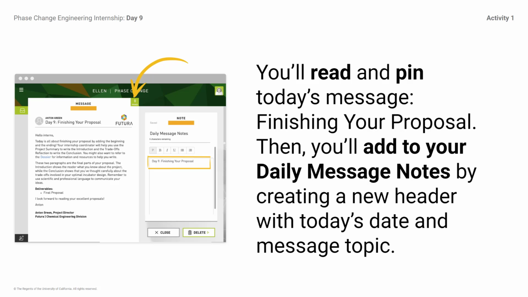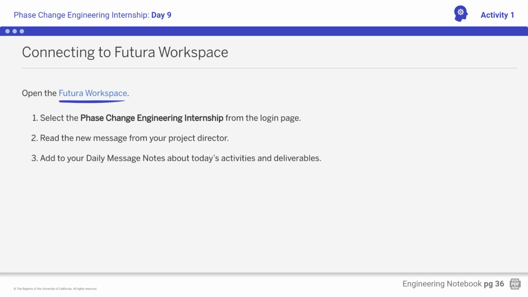You'll read and pin today's message, finishing your proposal. Then you'll add your daily message notes by creating a new header with today's date and message topic. Students, open Futura Workspace and read the daily message from the project director. Remember that the new message, titled Day 9, Finishing Your Proposal, should be at the top of the inbox.